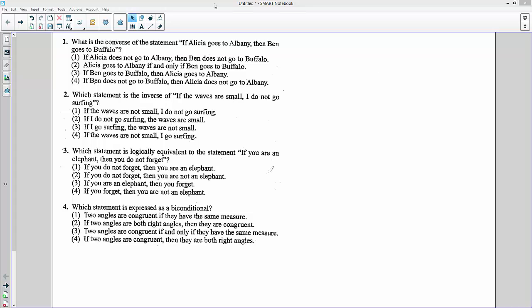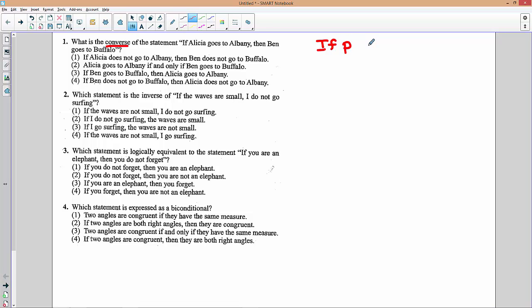Okay, problem 1. What is the converse, right? So just a quick review. A normal if-then statement is if P, then Q. So the converse is if Q, then P.